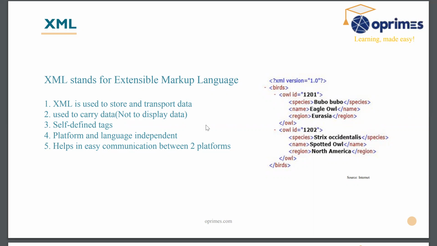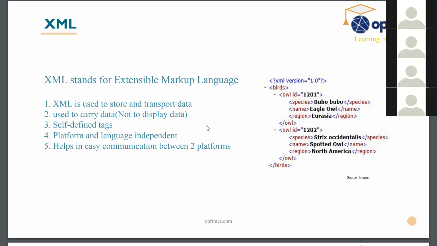We have Java, C Sharp, Python, and the rest of the languages, with the help of which we can develop XML, and it helps in easy communication between two platforms. For example, let's say you have a database in SQL format. You can export to XML from that SQL format, and you can import the XML into Oracle format. So it helps to maintain communication between two formats.